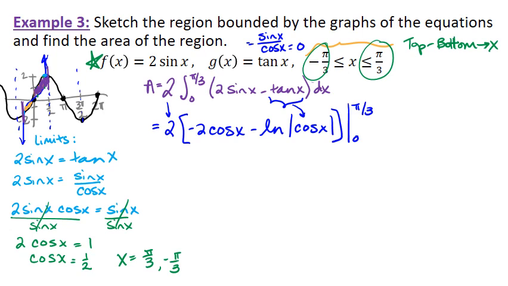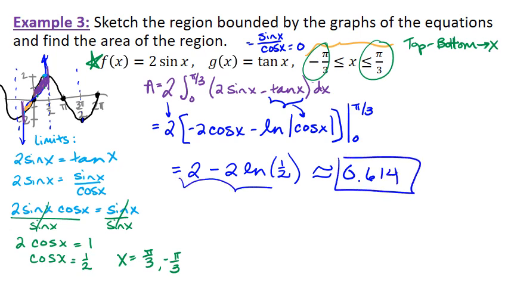And when all is said and done, you should end up with an area of 2 minus 2 natural log of a half. If you want the approximation, plug that into your calculator and you should get 0.614. Okay, this is the exact value, this is the approximation. Either answer is fine, just make sure you answer according to the instructions.